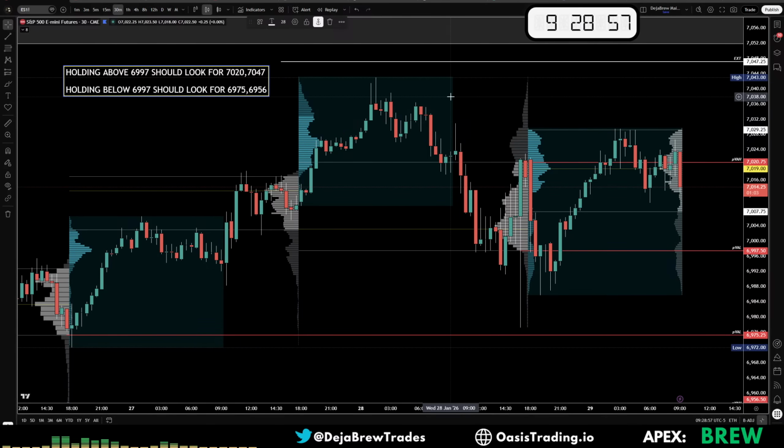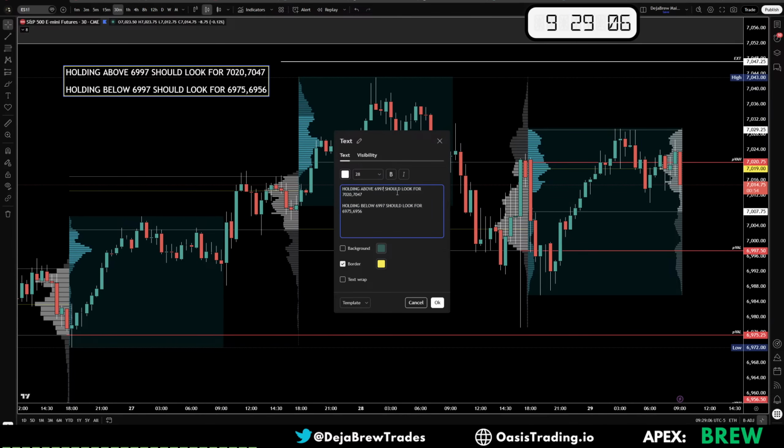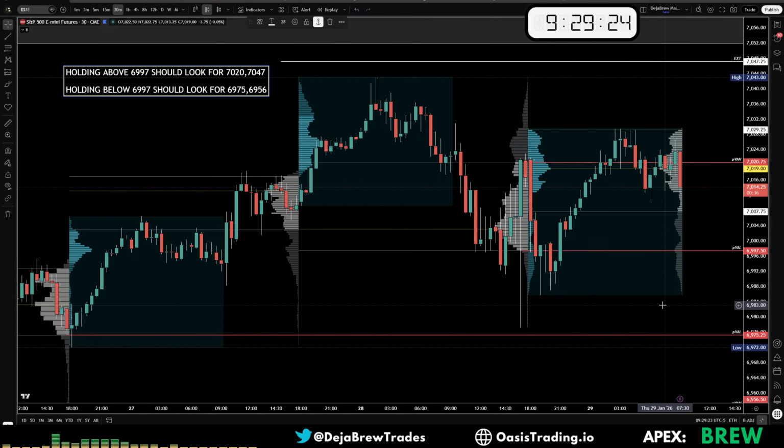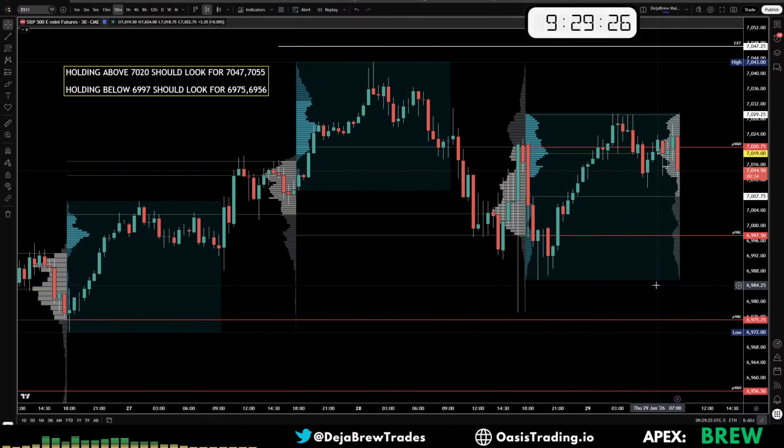Let's quickly do our trade plan here. Looking at last night, we said holding above 97, we were looking for 20 and 47. The 20 target has been hit. We do have to raise this up a little bit, so we'll put that at 20, and then we'll say 47 for that one, and then probably around 55 where that extension is. Holding below levels are the same. Holding below 97, we go for a value retrace back to 75 and 56.